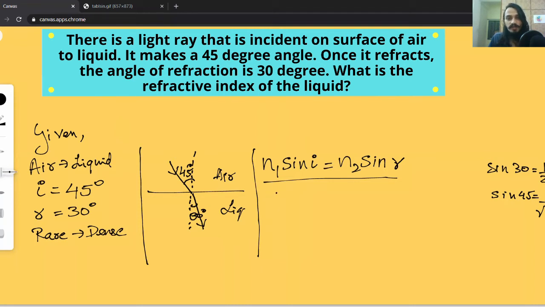So what about n1 and n2? We know that n1 is for the first medium and n2 is for the second medium. Whenever you see air as a medium, you can directly take n1 as 1. We say the refractive index of air is 1 by default. It's actually 1.0003, but for ease of calculation, we take it as 1. Now we know n1, sin i and sin r. All we need to find is n2.